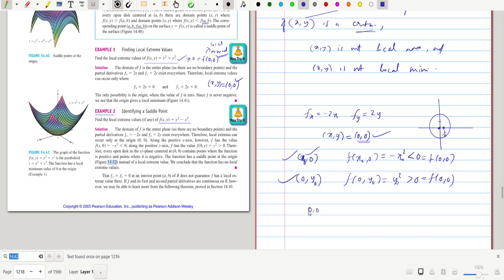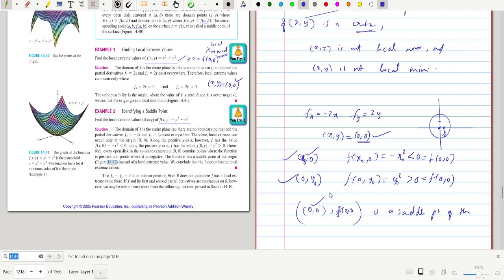So we define (0, 0, f(0, 0)) on the surface as a saddle point of the surface, or you can consider (0, 0) as a saddle point for this f. That is also a terminology for saying that (0, 0) is a saddle point of the function. Okay, so this explains example 2. So these are two illustrative examples for local maximum or minimum, or local extreme value, and the saddle point.